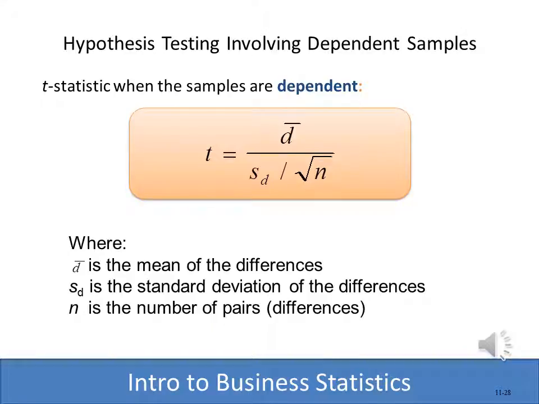Alright, this computation really isn't too bad here. To compute the t of dependent samples, we're simply going to first take the mean of the differences, and we're going to divide that by the standard deviation of the differences, which is also divided by the square root of n, the number of pairs. We'll go ahead and compute that manually just to show you how it works, and then we'll also show you how to do it in Excel.